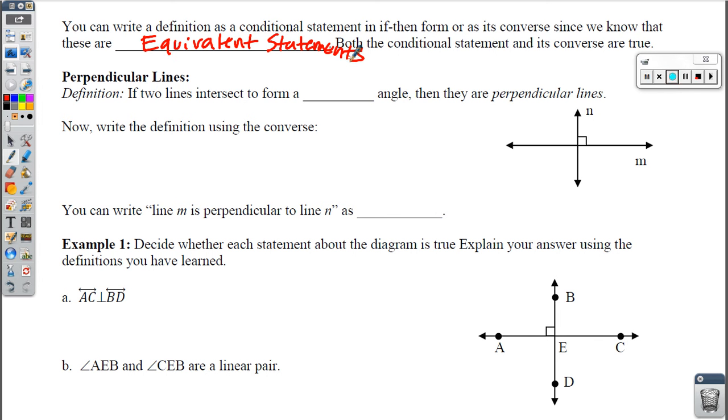So the definition for perpendicular lines is: if two lines intersect to form a right angle, so that's a 90-degree angle, then they are perpendicular lines. We can write this with a converse as well. So we could switch that around. We could say if lines are perpendicular, then they intersect at a right angle.